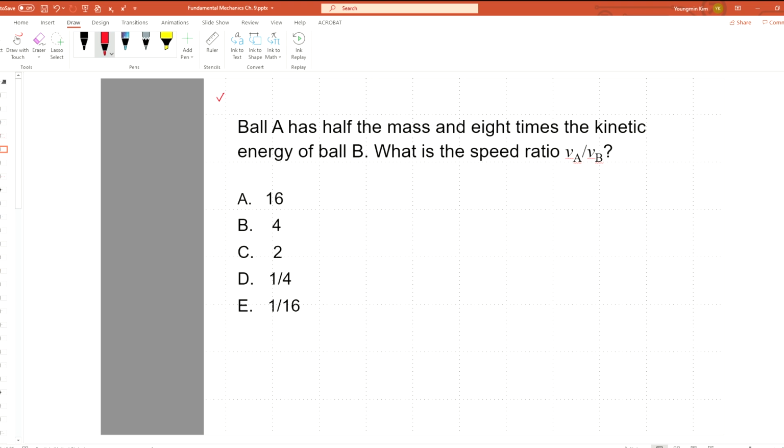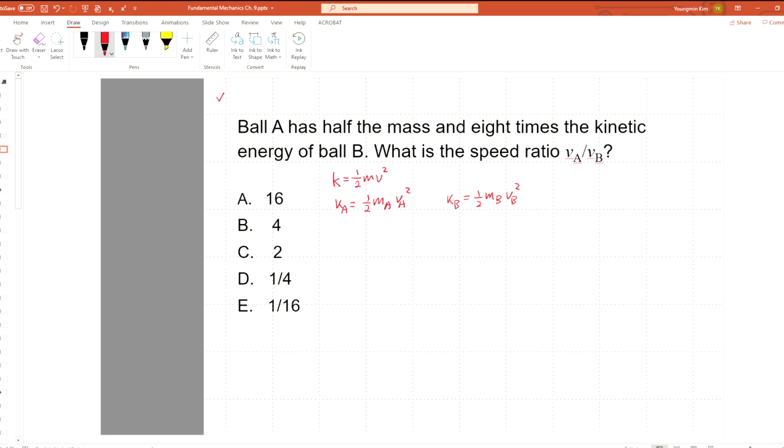So here, ball A has half the mass and 8 times the kinetic energy of ball B. What is the speed ratio VA over VB? Alright, so here we recall that the kinetic energy definition is 1/2 mv squared. So the kinetic energy of A is simply 1/2 MA VA squared, and the kinetic energy of B is 1/2 MB VB squared. And we have to somehow equate these to get a ratio of the velocities.